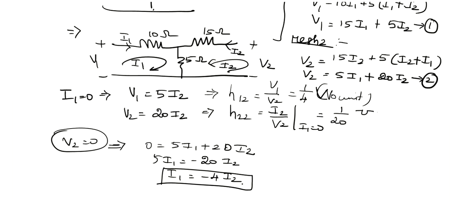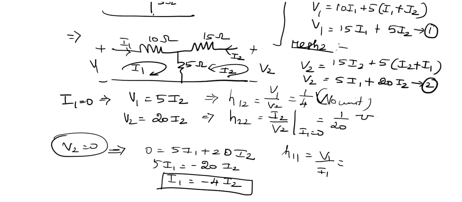And look here, I1 will be equal to minus 4 I2 when making V2 equal to 0. I am having two equations. H11 will be equal to V1 by I1. Okay, now tell me what is the equation.